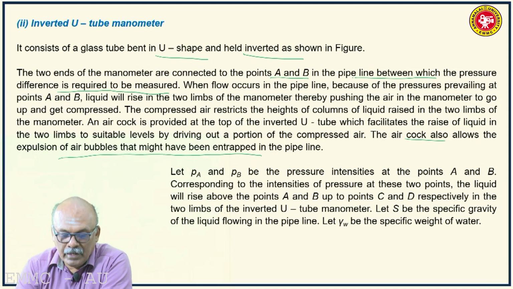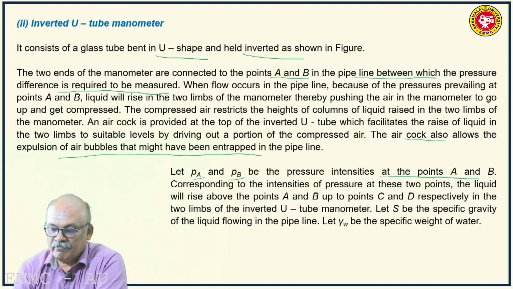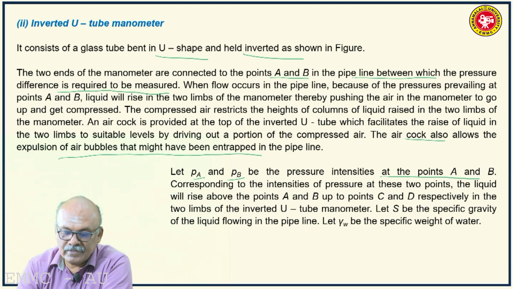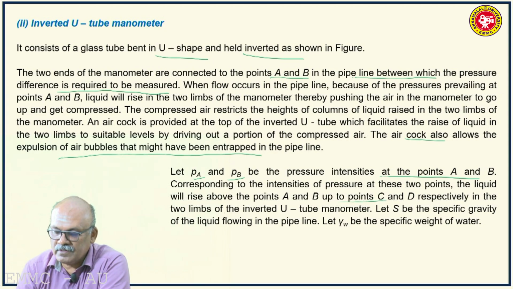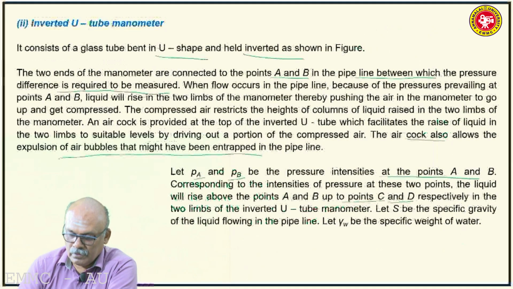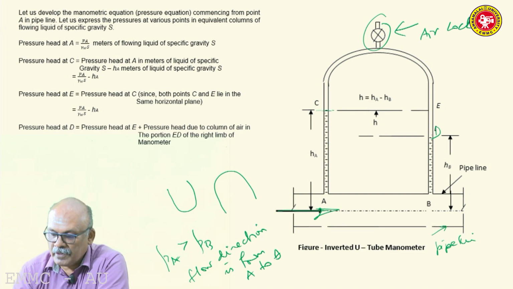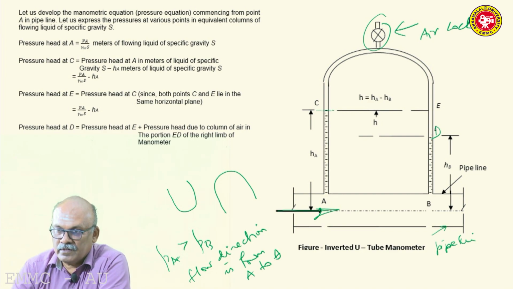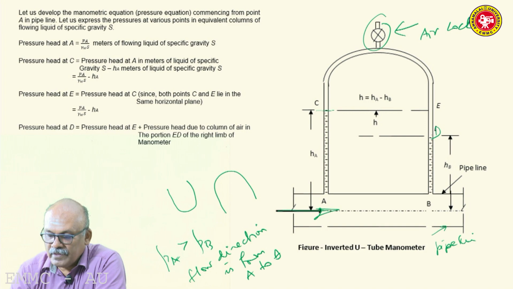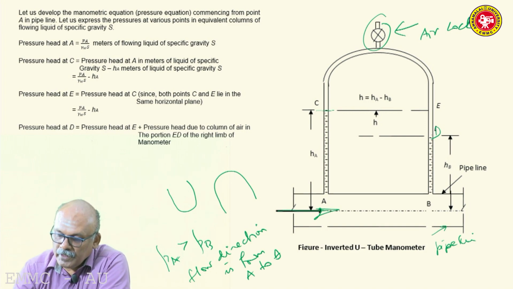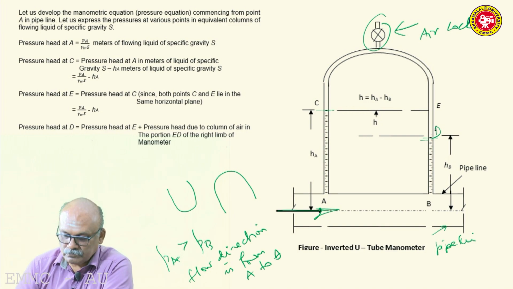So let PA and PB be the pressure intensities at the points A and B. Corresponding to the intensities of pressure at these two points, the liquid will rise above the points A and B up to points C and D. The pressure at A is transmitted by way of rise of liquid in the left limb up to point C. Similarly, the pressure at B is transmitted by way of rise of liquid at B up to D. So D is the surface of liquid.